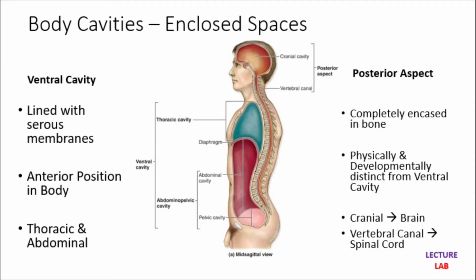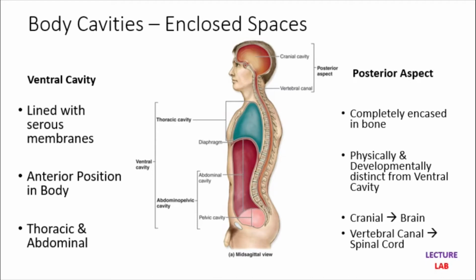All right, so this section is about body cavities and serous membranes. You want to know this for both lecture and lab. Body cavities are enclosed spaces. There's 2 main body cavities, the ventral cavity and the posterior aspect. I'm going to talk about the posterior aspect first.